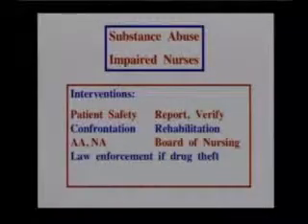If drugs were being stolen from the hospital, then law enforcement must be involved because this is a crime. And it's a federal crime to divert controlled substances. This completes the section on substance abuse.